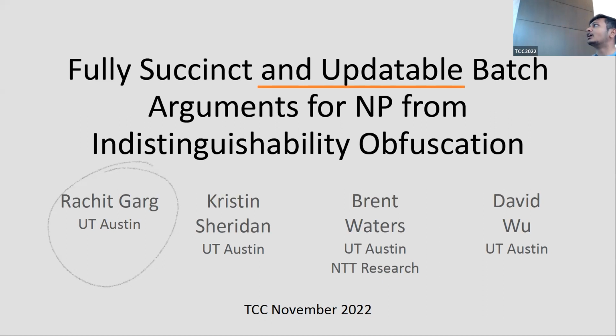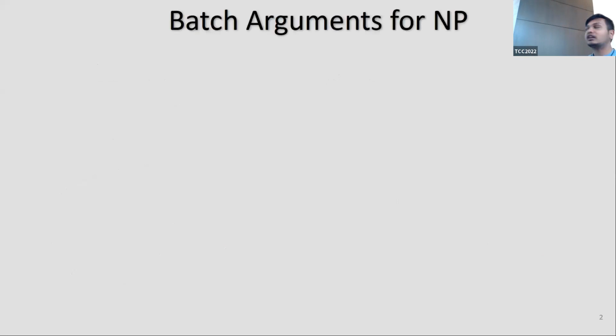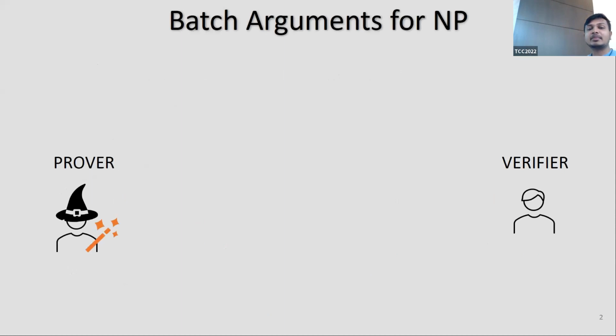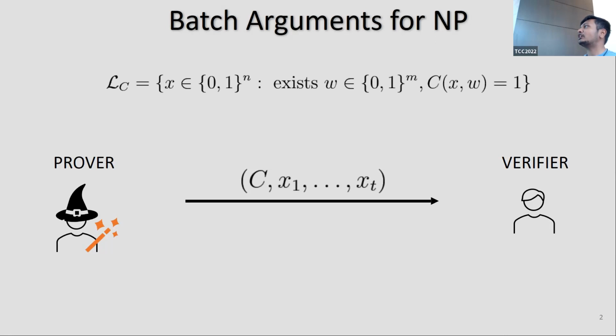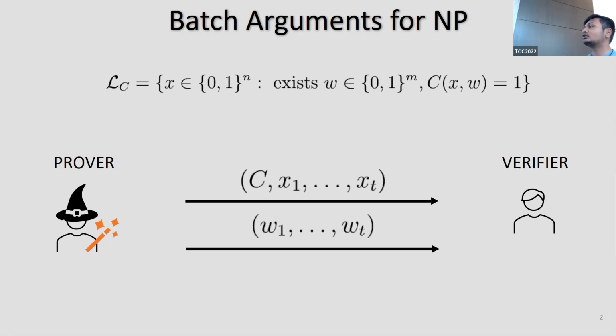Let's begin with what batch arguments are. Imagine you have a prover and a verifier, and the prover wants to convince the verifier that a circuit C and a sequence of statements x1 to xT are all circuit satisfiable. What I mean is that for each of these statements, there exists a witness such that when you run the circuit on the statement and the witness, you get 1. A natural proof strategy is that the prover can send over these witnesses to the verifier. The verifier can run the circuit and output 0 or 1 depending on whether all these witnesses are circuit satisfiable.